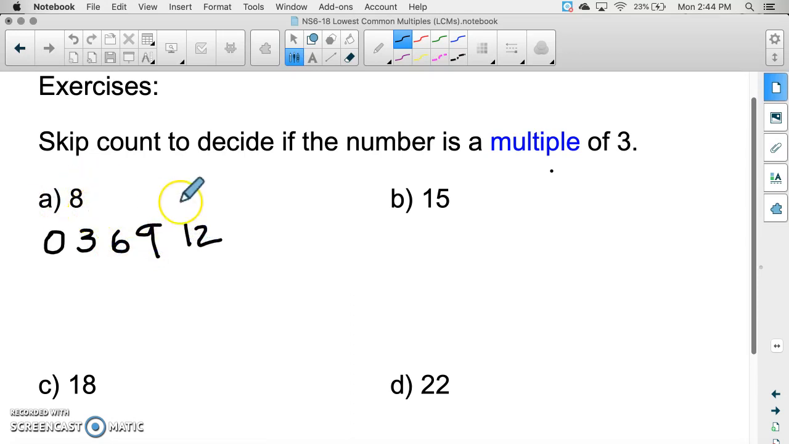Is 8 then a multiple of 3? Do we have 8 on the list that we just wrote out? The answer is no. 8 is not a multiple of 3. Now you're going to pause the screencast and you're going to complete B, C, and D on your whiteboards to find out if these numbers are a multiple of 3. When you're done, continue your screencast.